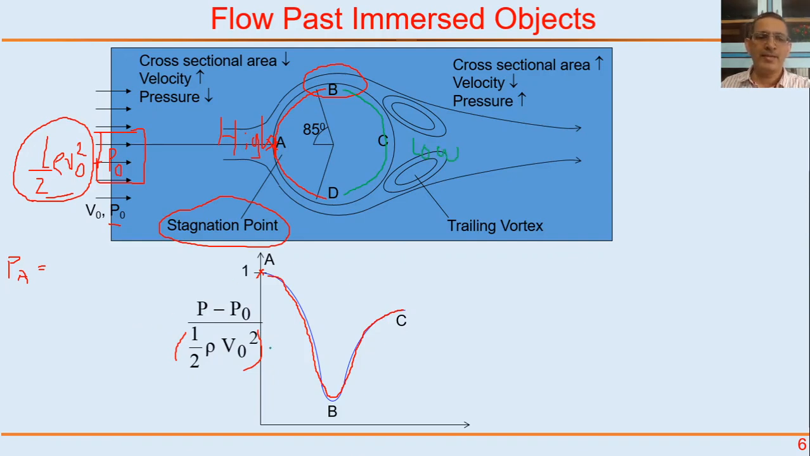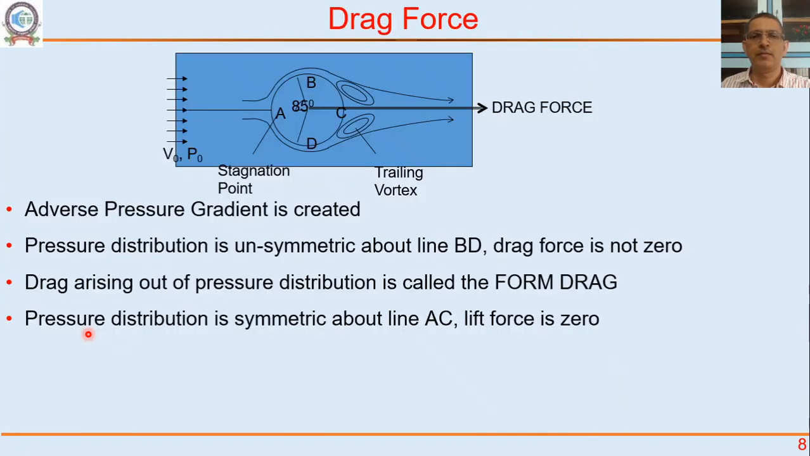As a result, there is a pressure force that acts in the direction of the flow. That force is called a drag force, and because it is arising out of the pressure, we call it form drag, F-O-R-M, form drag. It is already written here.